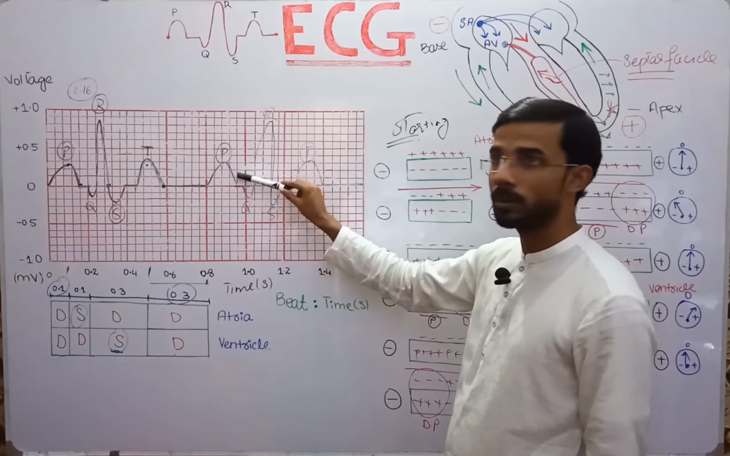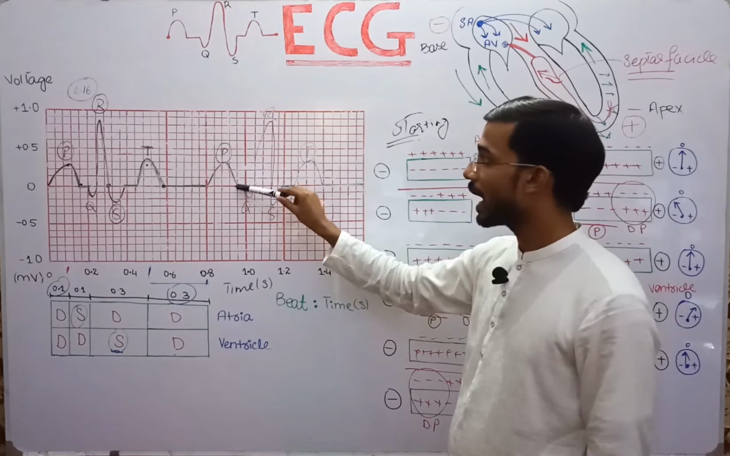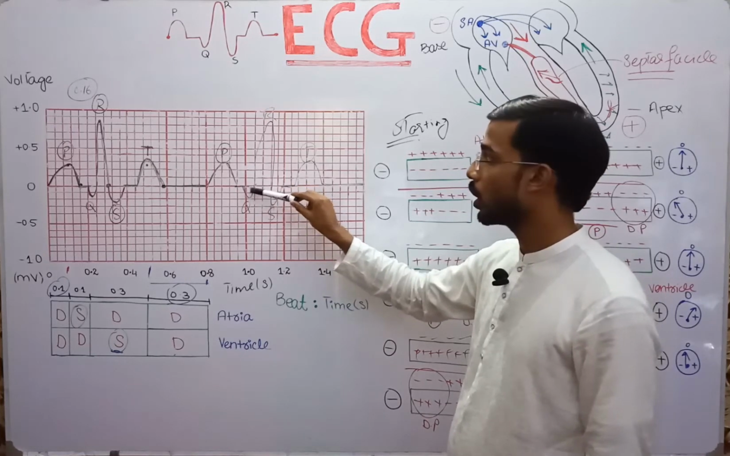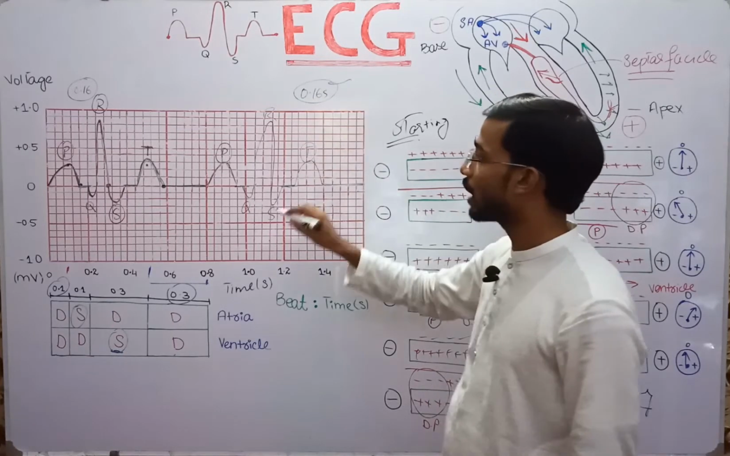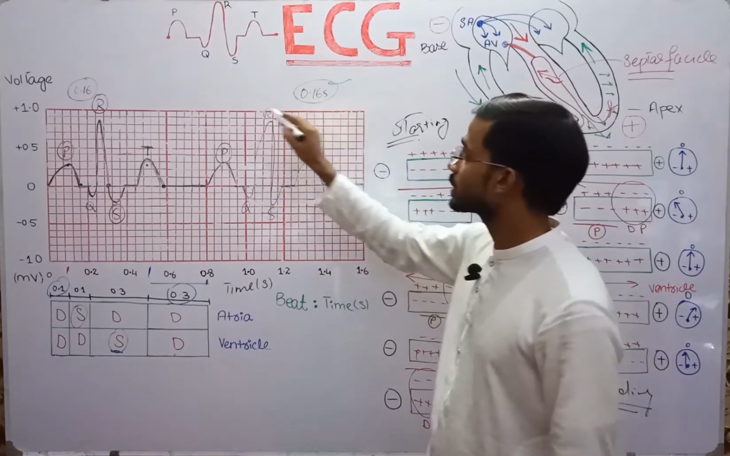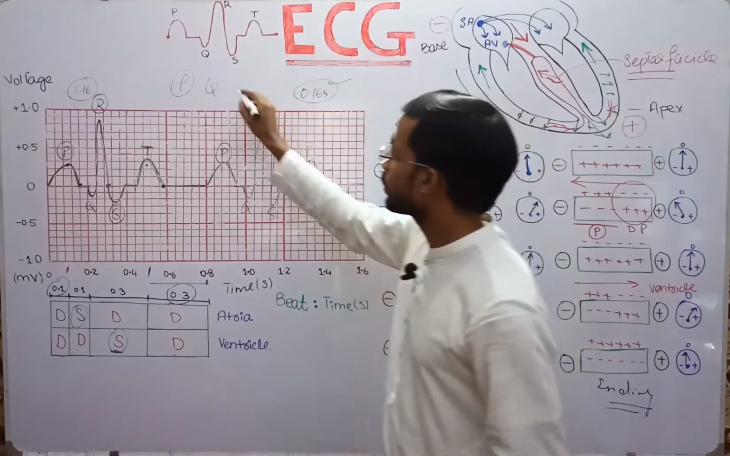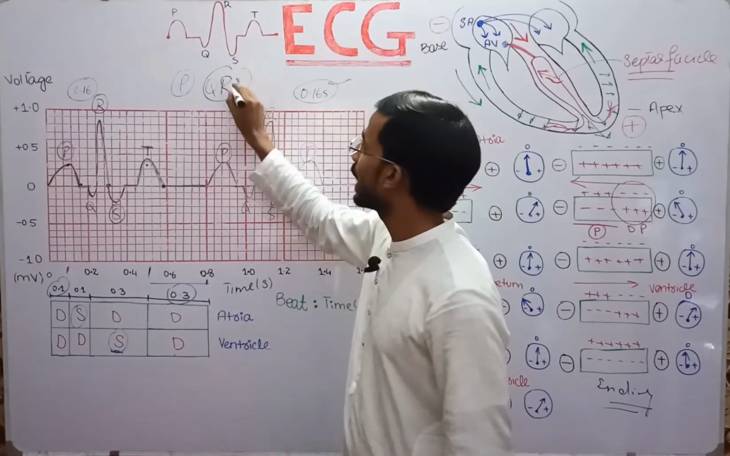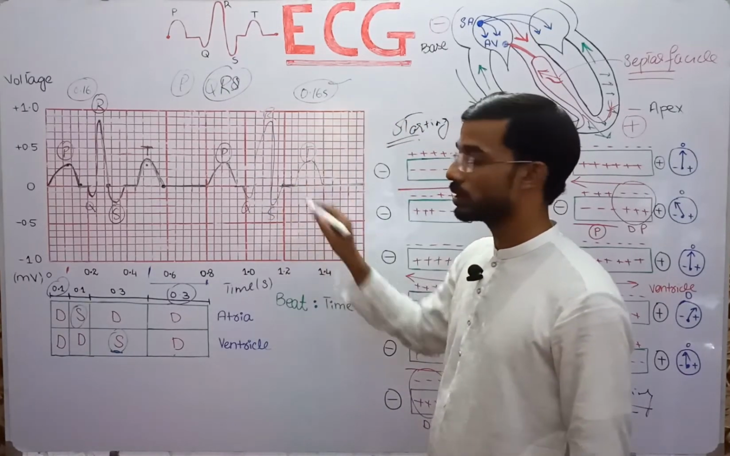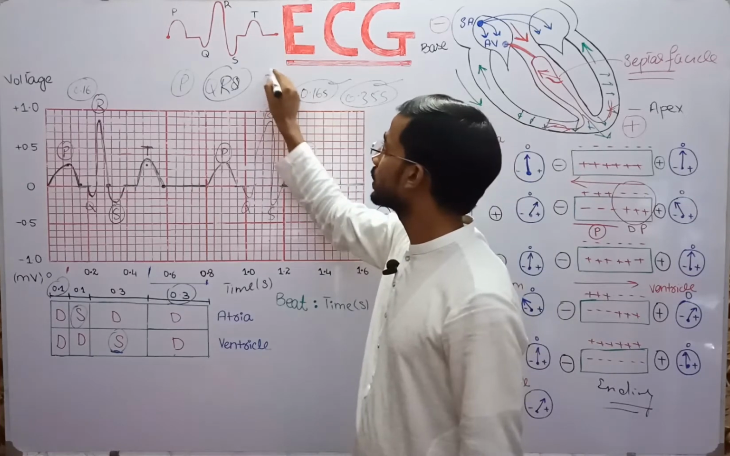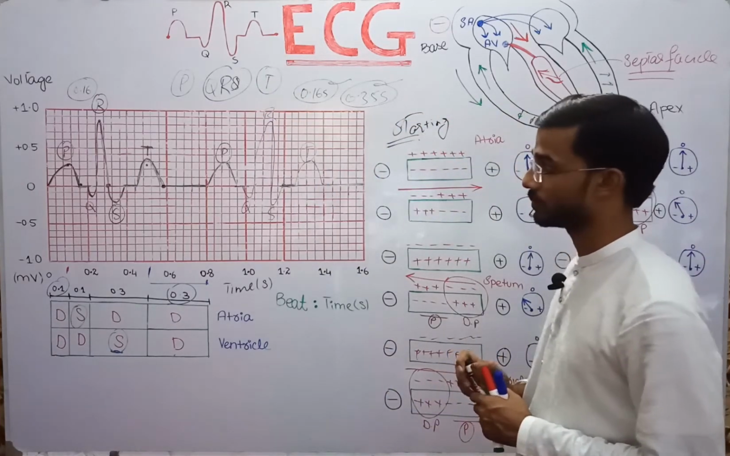And there is formation of a peak, which is due to the depolarization of the atria, and there is a break of 0.1 second, and after that the QRS complex: P wave, then Q, then formation of the QRS complex, and after that there is again a break, and after that formation of the T wave, which is the repolarization of the ventricle.